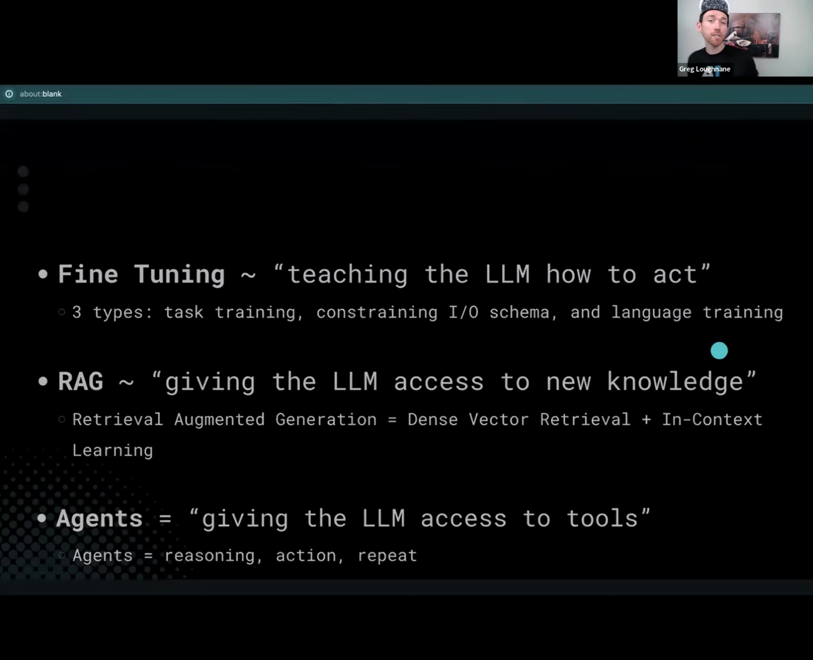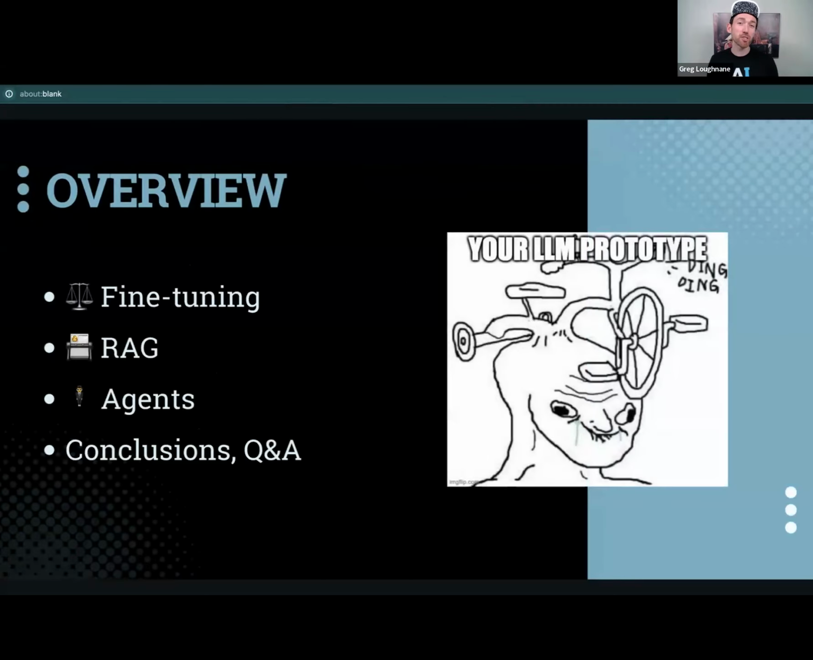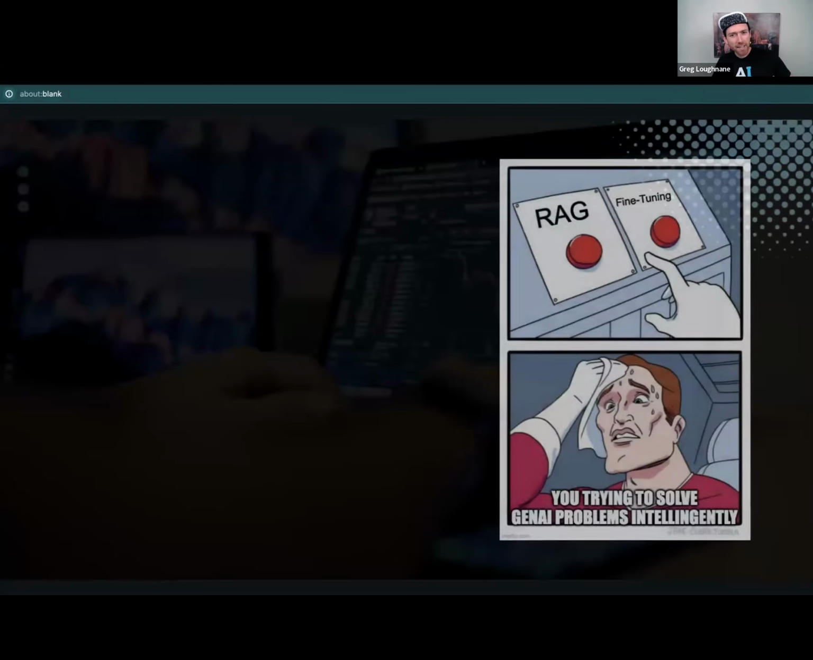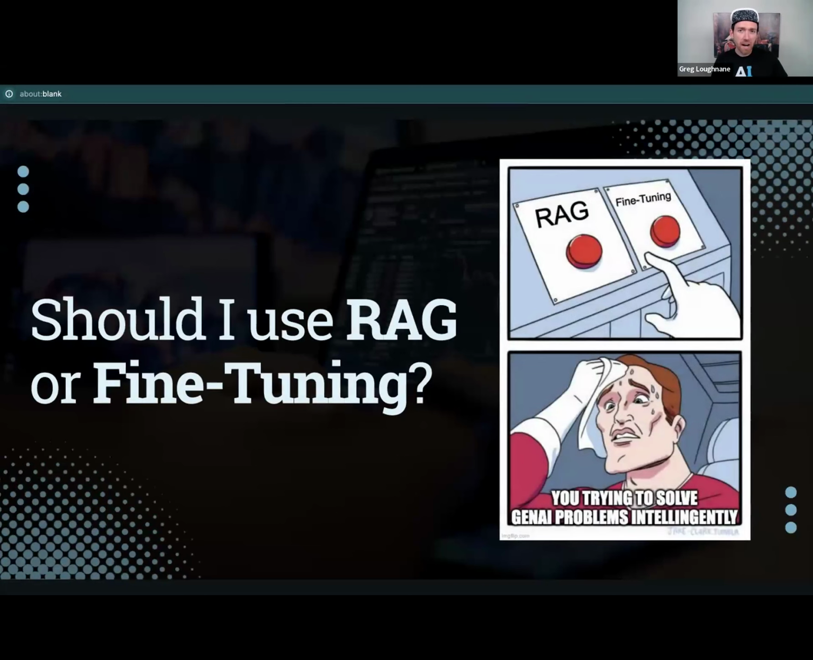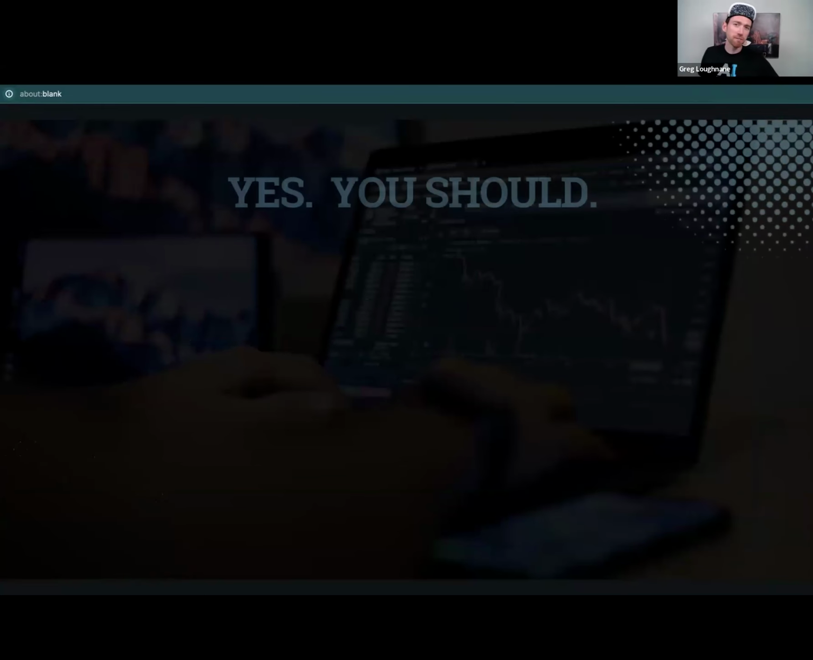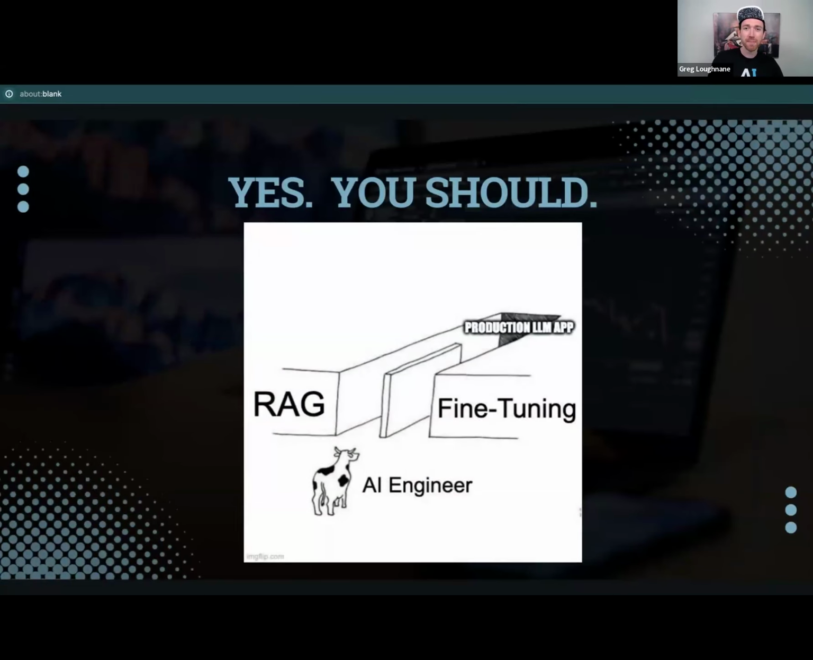So we want to understand these patterns so we can build really awesome, robust LLM prototypes instead of something that's kind of a mess and just pieced together with stuff we really don't understand. One of the biggest questions we get all the time: should I use RAG or fine-tuning? This is an illusion of choice problem. The answer is yes, you should.